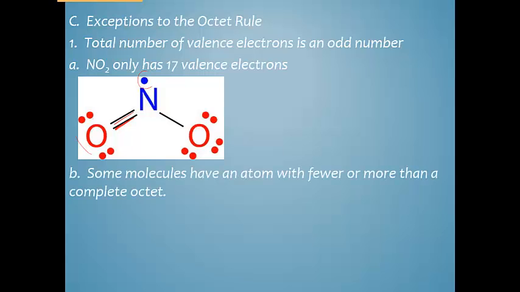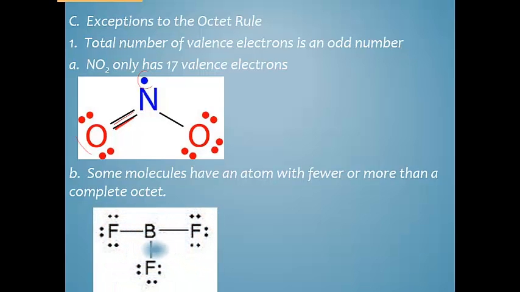Sometimes we have molecules that might have fewer, like in the NO2 example. Sometimes we have some that are more. So boron, for example, here, you can just tell by looking at it that there's only 2 electrons in each of these bonds. So that's only 6 electrons around boron, and it should have 8. So boron is an exception. It can actually have less than.